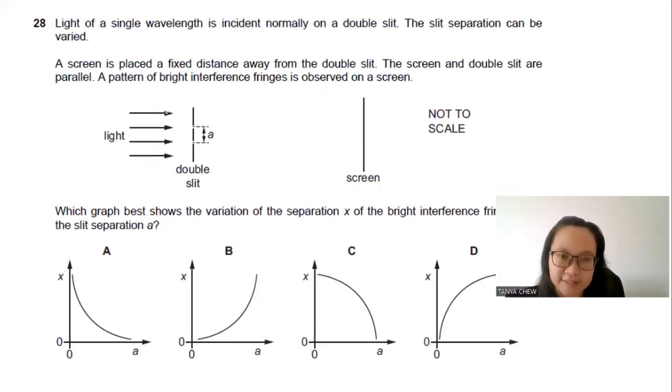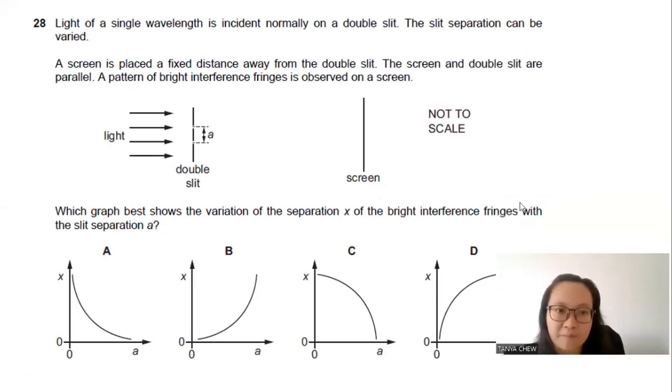Light of a single wavelength is incident normally on a double slit. The slit separation can be varied. A screen is placed a fixed distance away from the double slit. The screen and double slit are parallel. A pattern of bright interference fringes is observed on the screen. Which graph best shows the variation of the separation x of the bright interference fringes with the slit separation a?